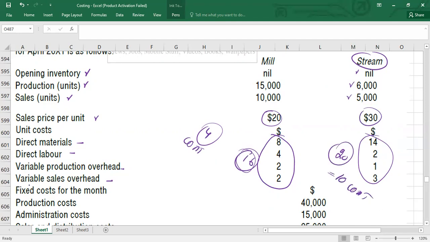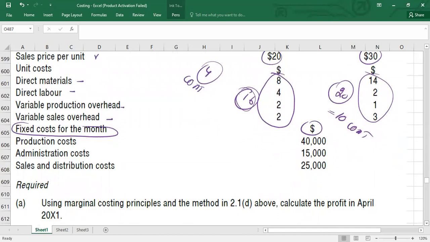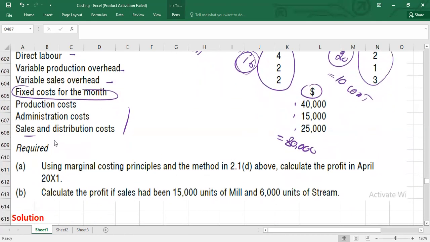Okay, and here guys, you are provided with the fixed cost information for the month. What is the fixed cost? Fixed costs are 40,000 plus 15,000 plus 25,000, so total is going to be 80,000, because these are three fixed costs: production cost, administration cost, and selling and distribution. So what is the requirement, guys? We have a small question, but look at the requirement. Using marginal costing, I mean variable costing principle, we have to calculate the profit in the month of April, for both products.